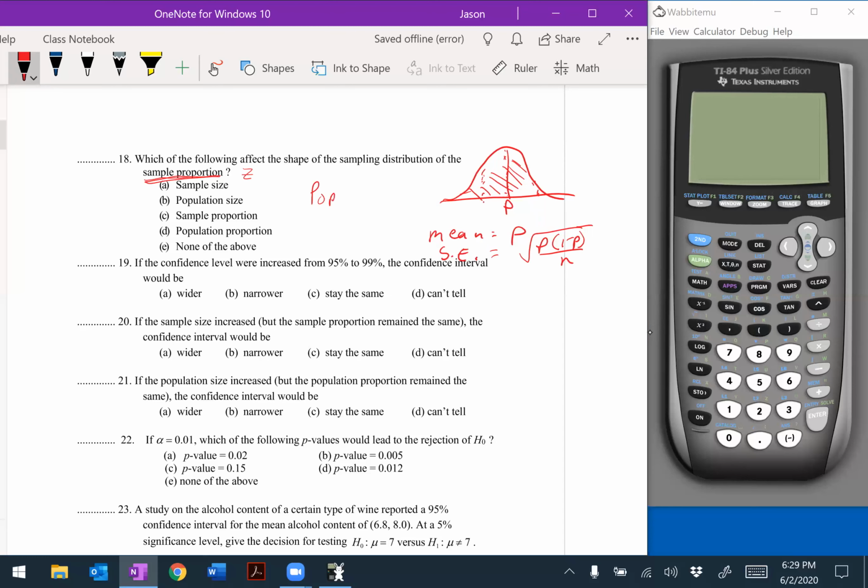The population proportion, and n is the sample size. So the population size doesn't matter. The sample proportion will give us a z-score, but the z-score is not determining the shape. That just tells us what the value of p hat is. So the sample proportion doesn't tell us the shape of this thing. Only the sample size and the population proportion do. So it's A and D.